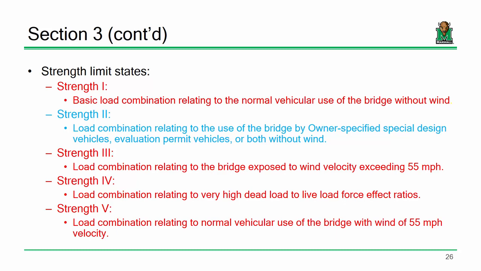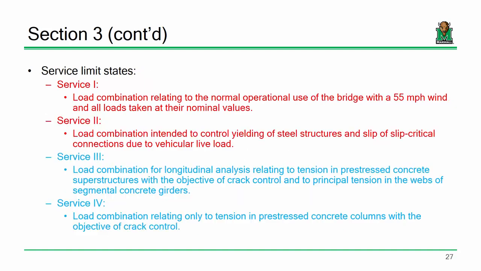Strength 4, this is a really big one during construction. Very high dead to live load force effects. During construction, there's no trucks on the bridge, but there's a lot of dead load, okay? So that's where that's coming from. Sound good? All right, the difference between Strength 3 and Strength 4: Strength 3 is if you've got a really, really heavy wind on it. Strength 5 is if you've got wind and vehicles on it at the same time. That's where the difference comes in.